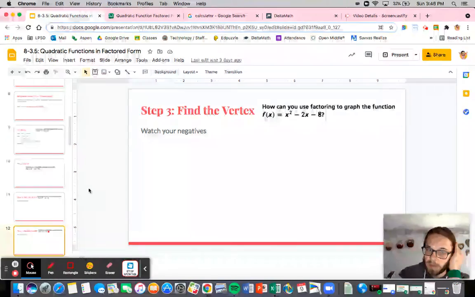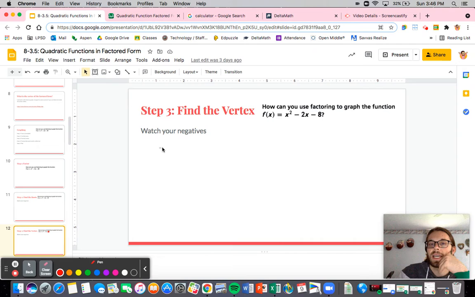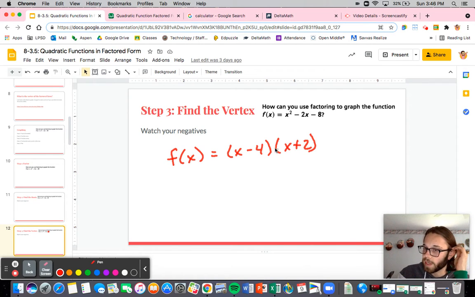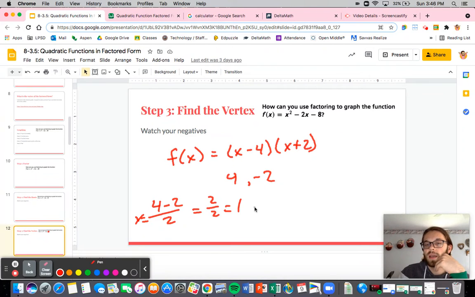So as a reminder, to find the vertex, what you're going to do, right, you have f of x, we just rewrote it like this. Okay, we rewrote it like that. We found 4 and -2, so we're going to find the average of these. So 4 minus 2 over 2, this is going to be your x value. It's 2 over 2, which is 1. So now to find the rest of the vertex, I have to plug in 1.